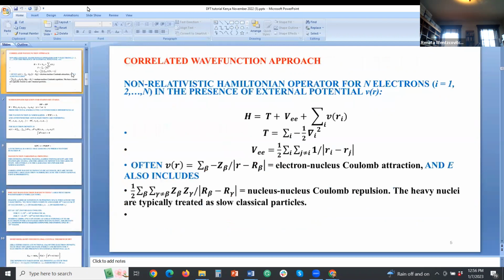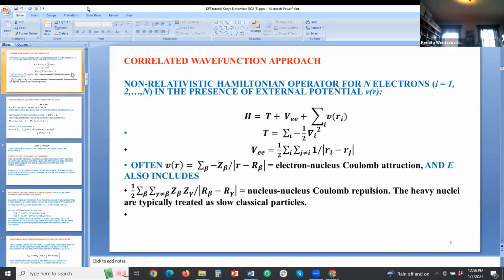So let's start with the correlated wave function theory. We have to begin with a Hamiltonian, and I'm going to write down a non-relativistic Hamiltonian operator for a system of N electrons. Each electron has a label i, and i runs from 1, 2, up through N. N electrons in the presence of a scalar external potential v(r). This is just a multiplication operator, which is a function of position. And the Hamiltonian operator for this system is the sum of three terms.